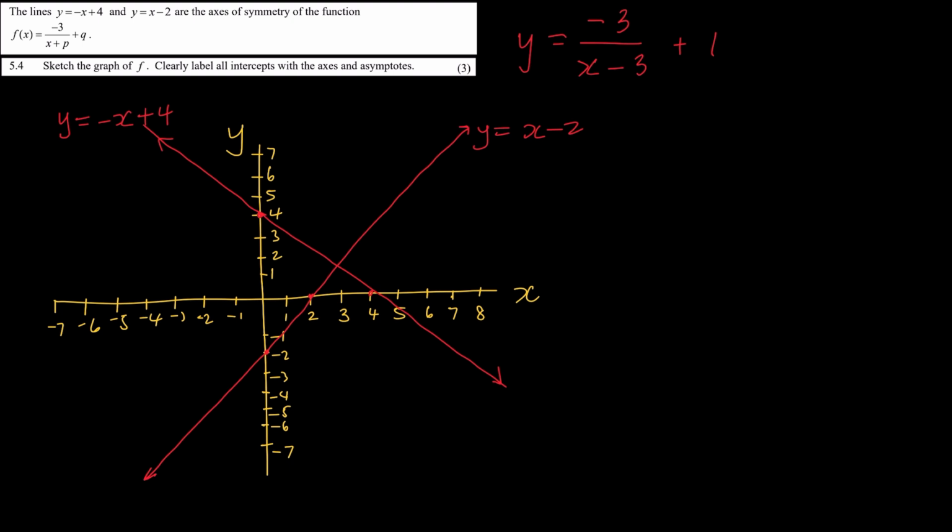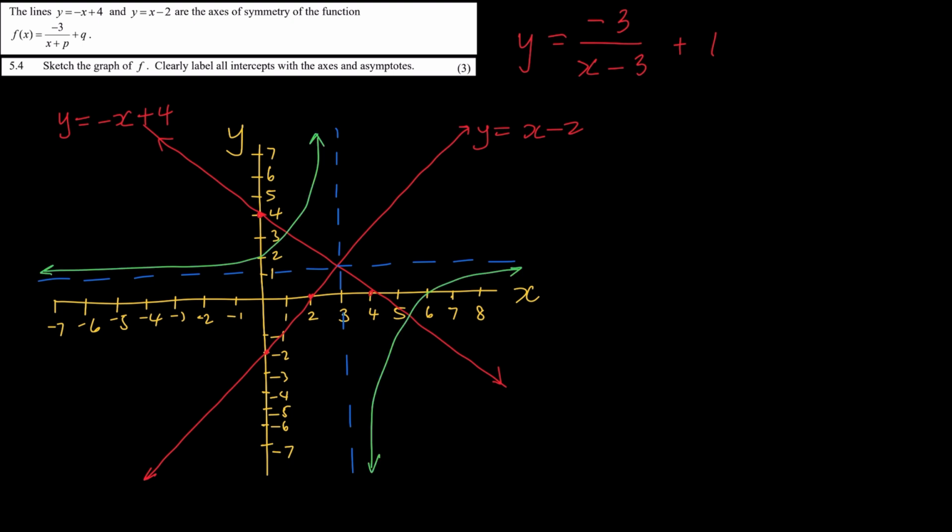Now you can clearly see that the point of intersection is 3 and 1, which we worked out earlier. So that is where my asymptotes are going to be, when x is 3 and y is 1. So something like this. Next, since we know the intercepts and we know that the a value is negative 3, we can draw in the hyperbola in the correct quadrants, like this. Clearly showing the intercepts, the axes of symmetry, and the asymptotes.